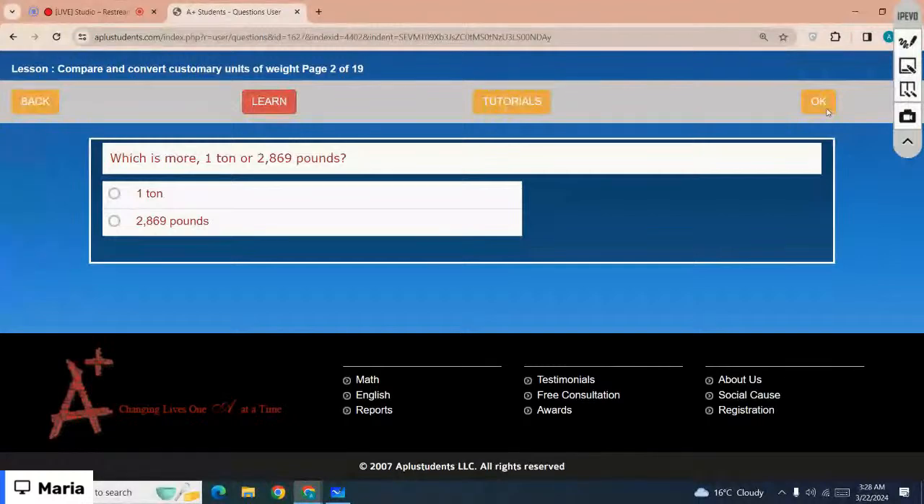2,869 is more, right? Because in 1 ton you have 2,000 pounds. So 2,869 is more. The correct option is 2,869 pounds.